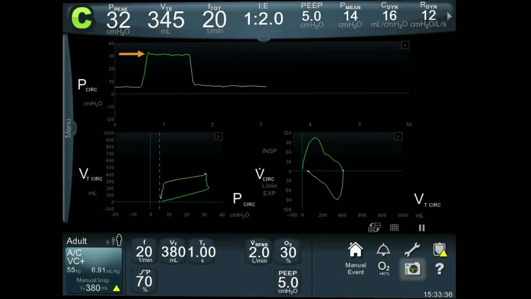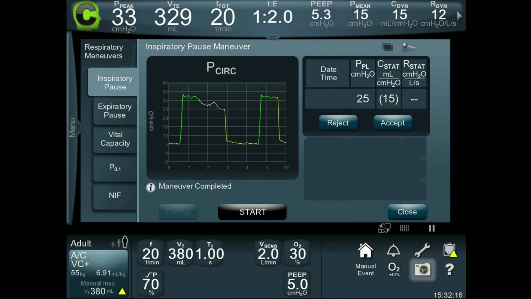So let's do an inspiratory pause and see what happens. And here is our peak pressure, but see what happens when the inspiratory pause is applied. The pressure falls right down to a lower level, and that's the true plateau pressure, which in this case is 25 centimeters of water, and the compliance statically is the same as the dynamic compliance.